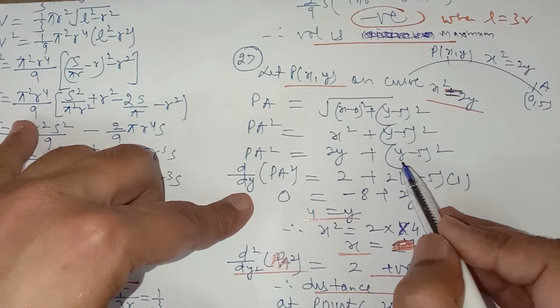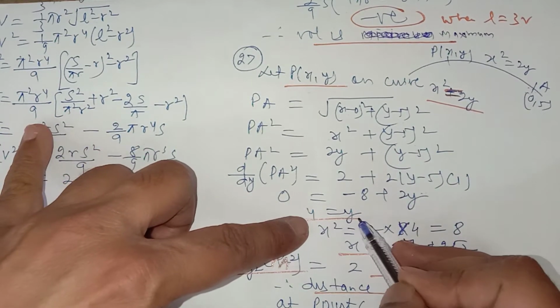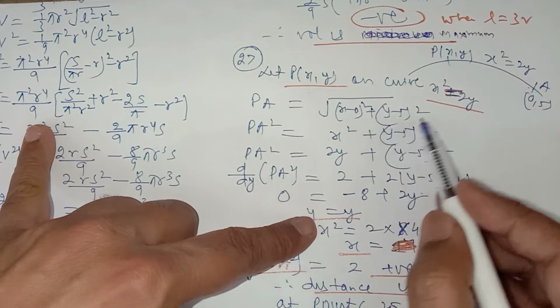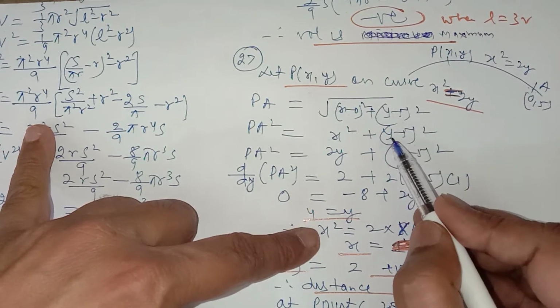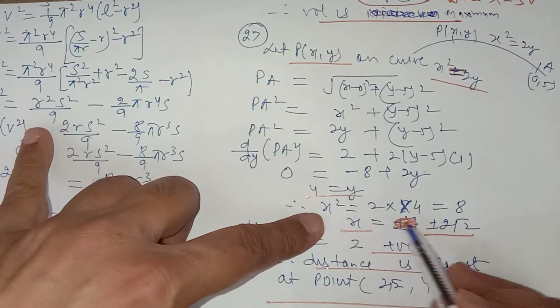Now differentiate this PA square with respect to y. The derivative of this will be 2y minus 5. Put it equal to 0. You are getting y as 4, and when you put y equal to 4 in this, you will get the value of x. So x is coming out to be 8.